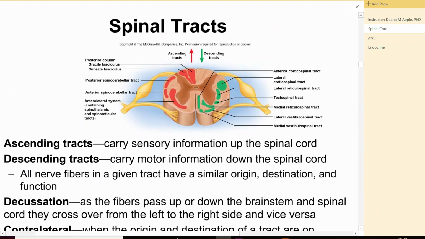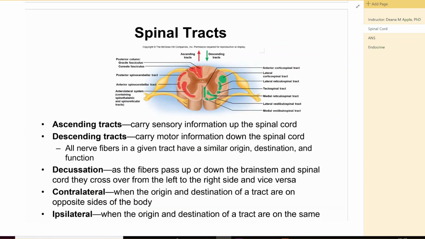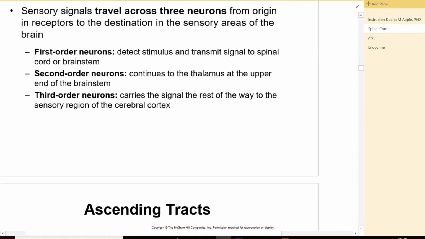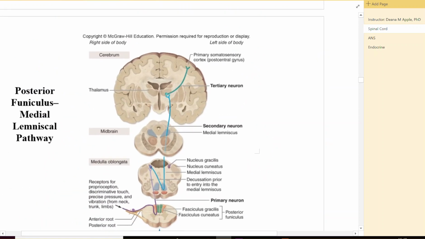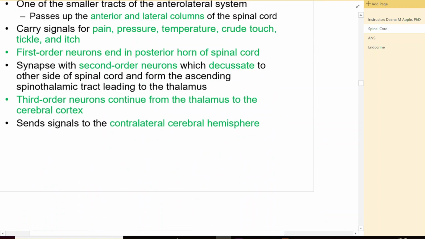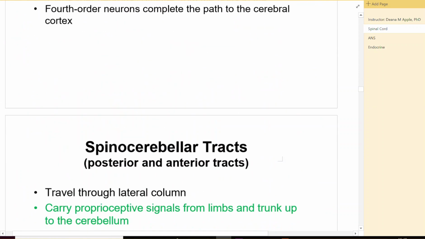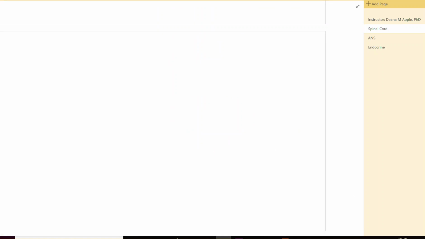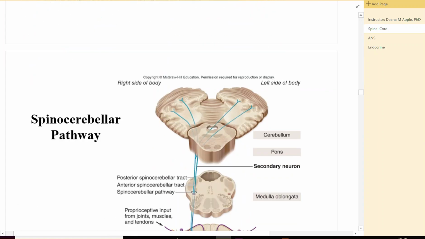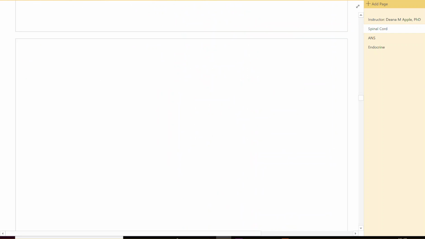Y'all remember your spinal tracts, right? It's okay, we're not even going to do that right now. It's fine. Don't panic, don't panic. We're skipping all of this. Is that it? Are these just not loading? Well, that sucks. My last slide didn't load. That's okay, we can move to ANS.